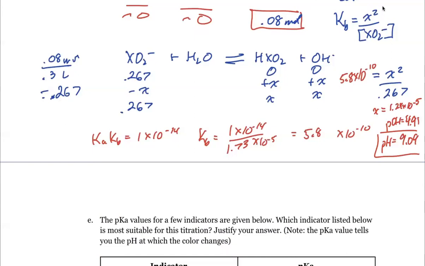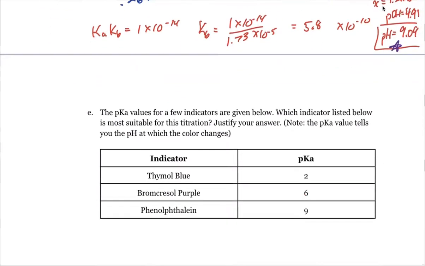For E, I need to pick the right indicator. I want an indicator that changes color as close to this point as possible. So to do that, I'm looking at their pKa values, since that tells me at what pH they'll change color. Well, which of those is closer to 9? Probably 9, making phenolphthalein the correct choice for this titration.